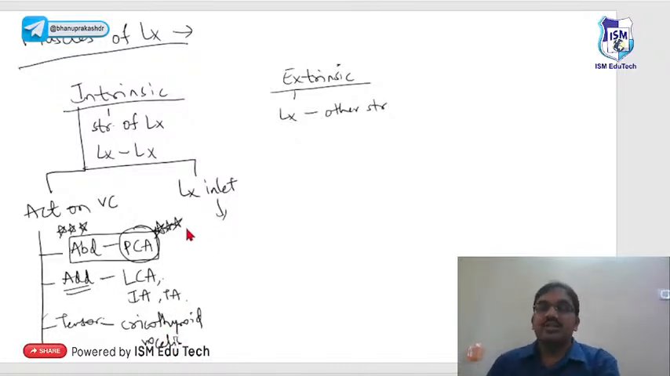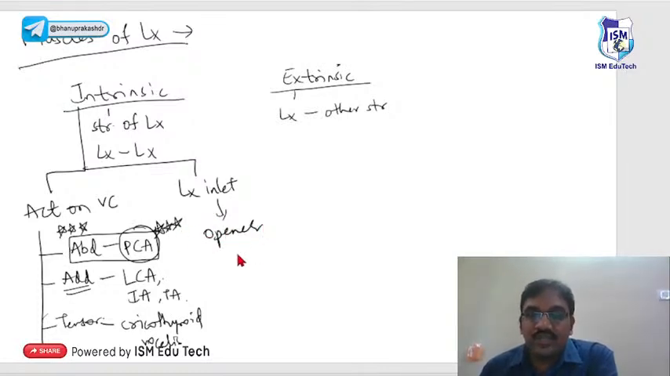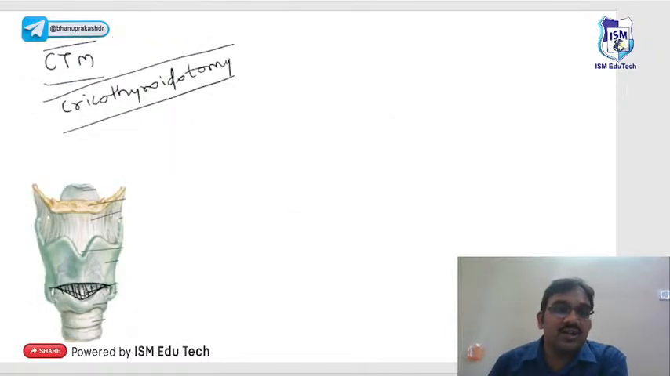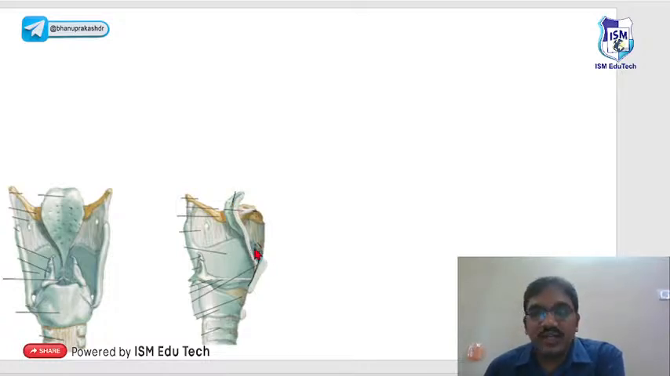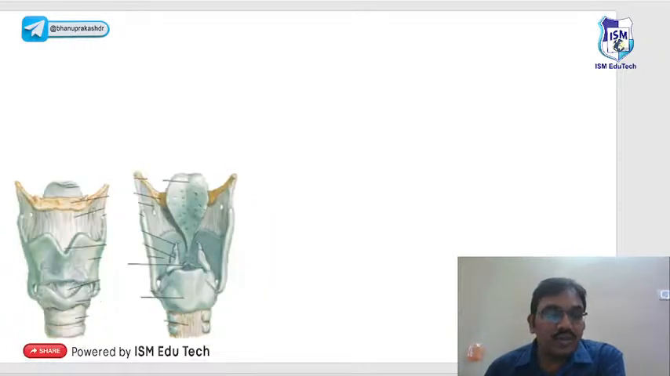And now the muscles that act on the laryngeal inlet, that which opens the inlet and that which closes the inlet. That which opens the inlet is the thyroepiglottis. We have already discussed how your thyroepiglottis muscle lies. If you go back, here between the thyroid and epiglottis there will be a thyroepiglottis muscle. So that will be opening, we'll come to see here.